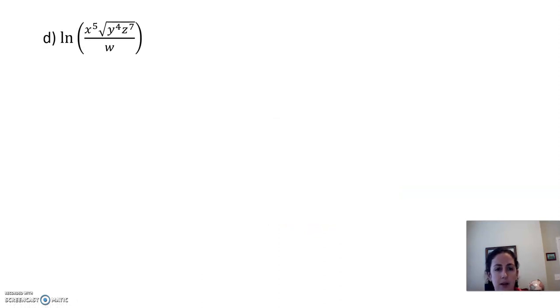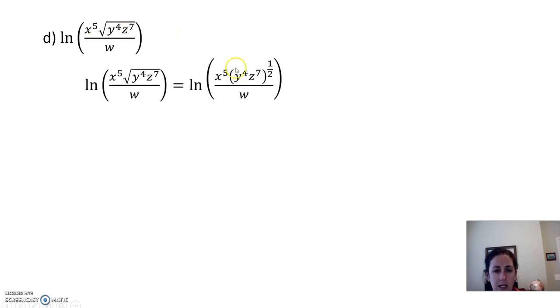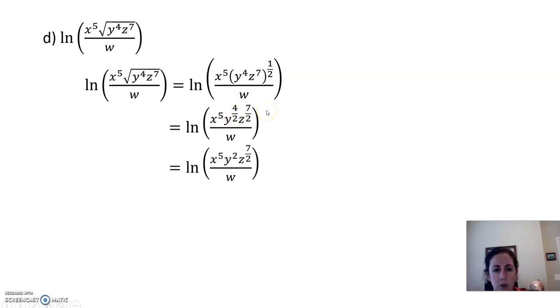The natural log of x to the 5th times the square root of x to the 4th times z to the 7 all over w. Let's start by getting rid of this square root and writing it as a fraction exponent. Now, one of the things we've talked about before, if you don't have addition or subtraction inside the parentheses, you can distribute the exponent. So I can distribute the 1/2 to the 4 and the 1/2 to the 7. And notice that 4 over 2 will reduce.